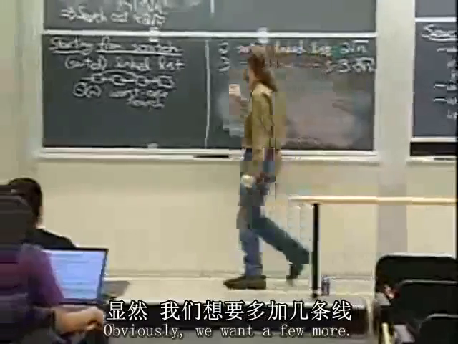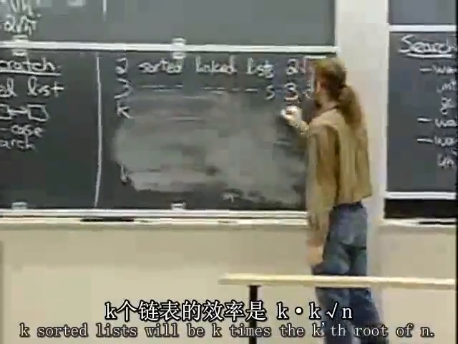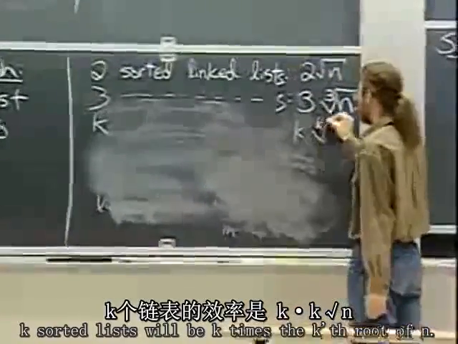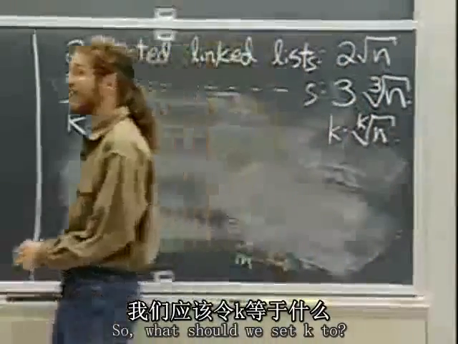Okay. Obviously, we want a few more, so let's think about k sorted lists. K sorted lists will give k times the kth root of n. Probably guessed that by now. So what should we set k to?